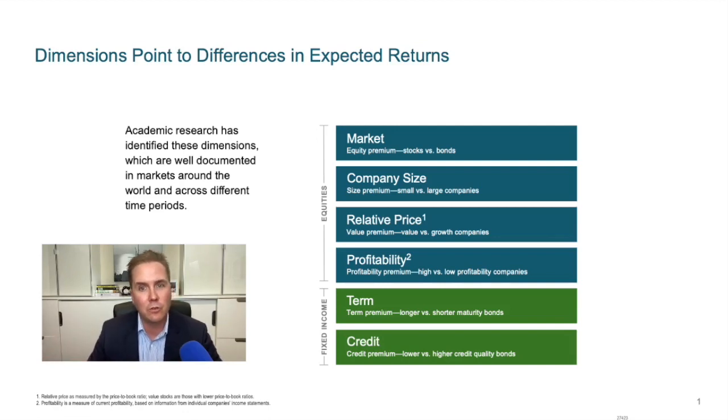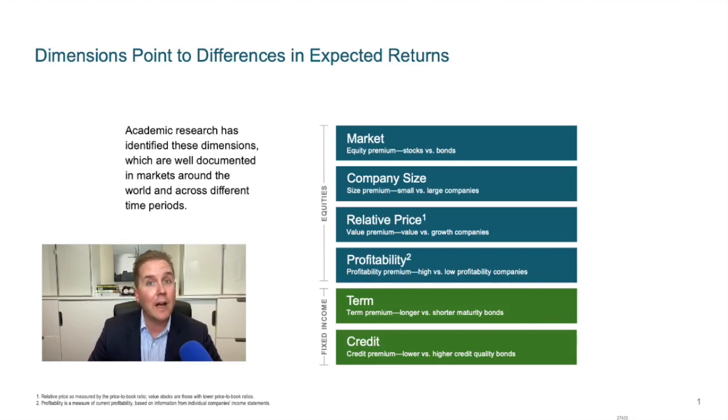Stocks outperform bonds through long periods of time. And then within the equity asset class, though, there are different other risk factors that academics have uncovered through the years of studying historical market data. The next one is company size. So over long periods of time, smaller stocks have outperformed larger stocks.